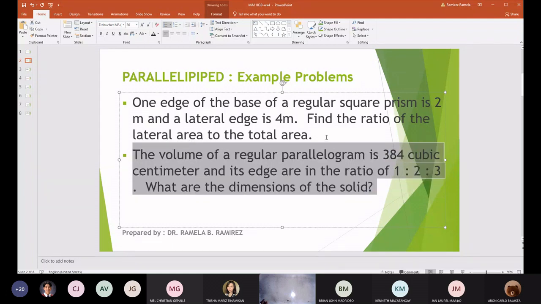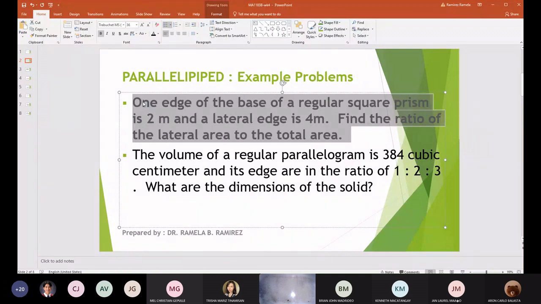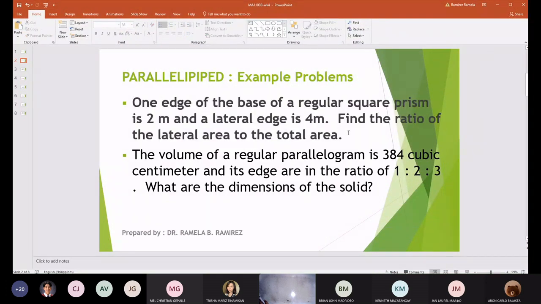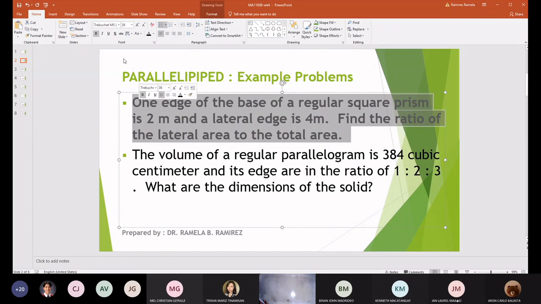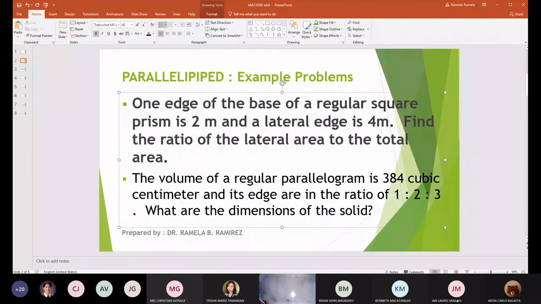So we are going to solve this first problem. The problem states that one edge of the base of a regular square prism is 2 meters, and a lateral edge is 4 meters. We are going to find the ratio of the lateral area to the total area.